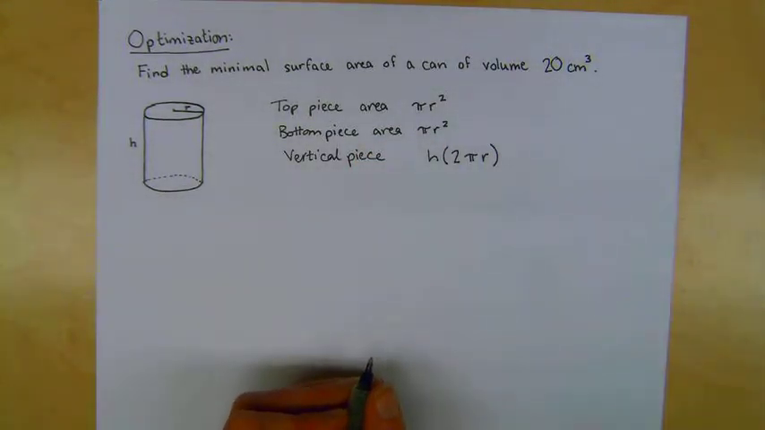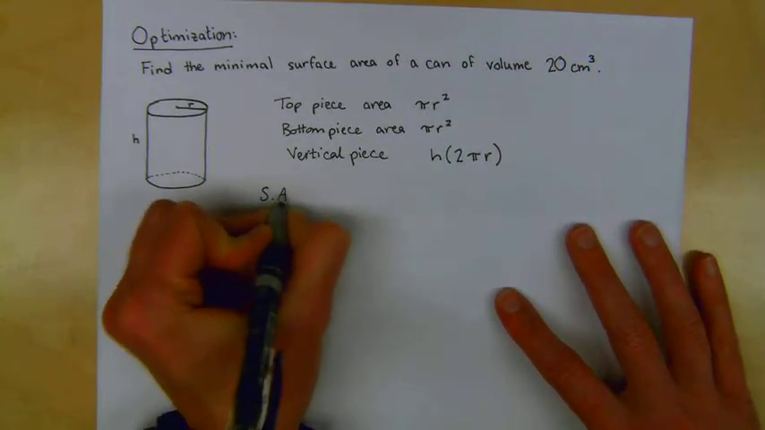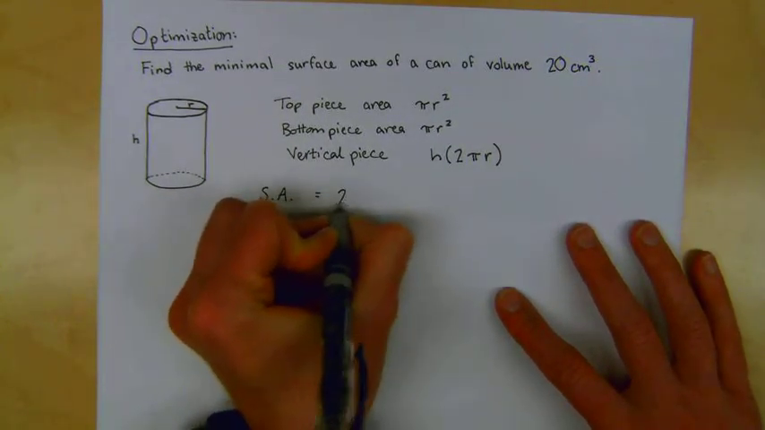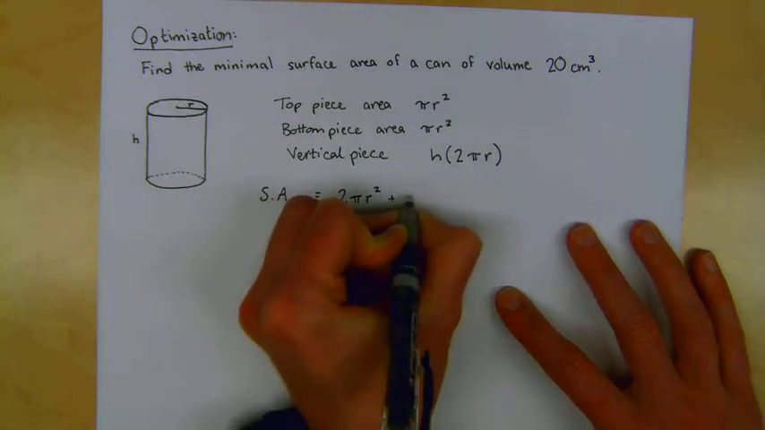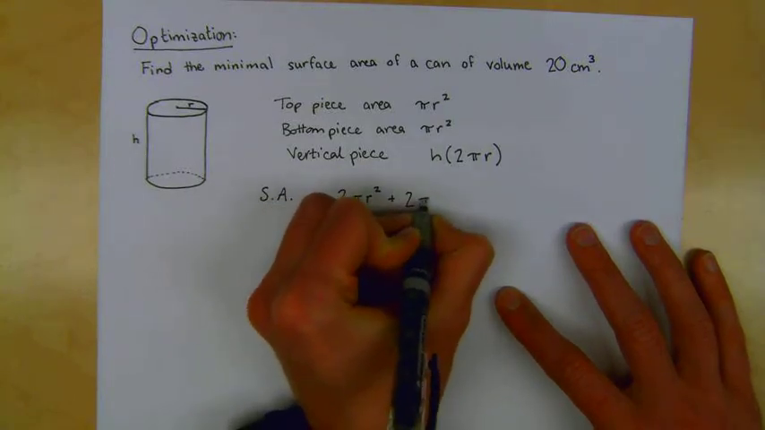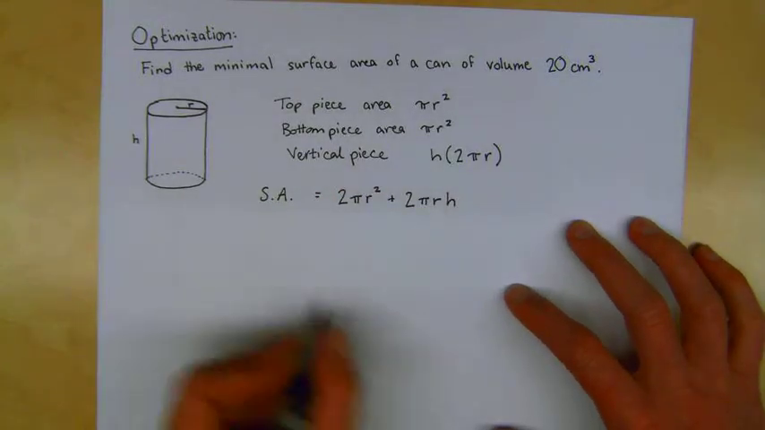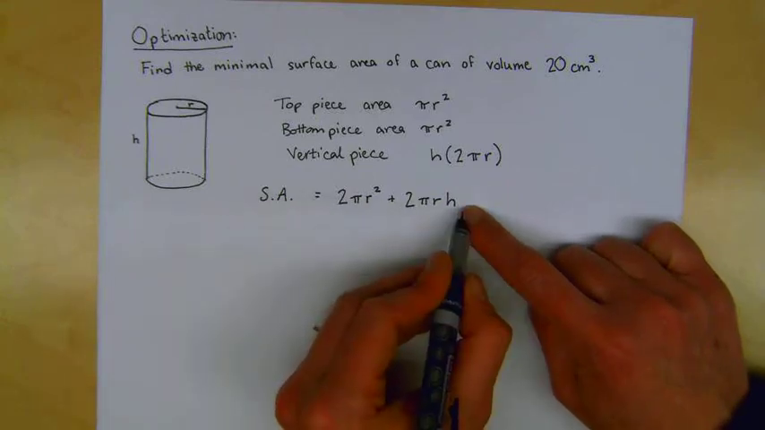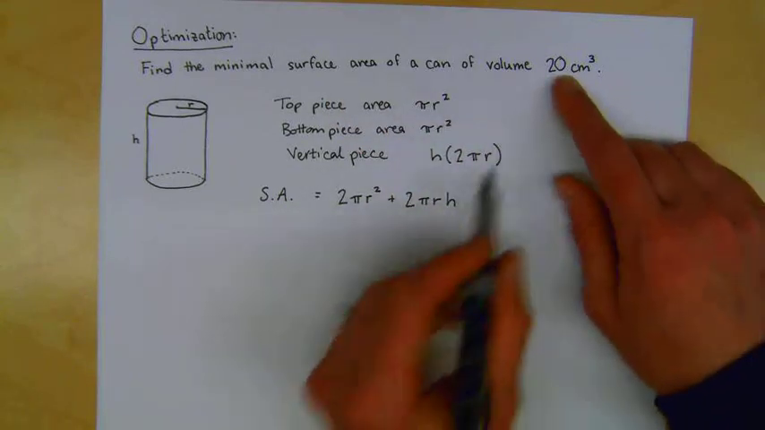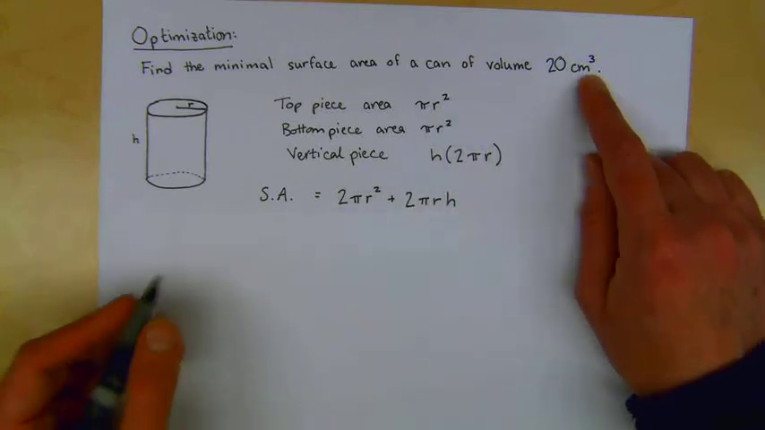So altogether, it means that the surface area of this can is going to be equal to 2 pi r squared plus 2 pi r h. But we have a constraint, don't we? So this is our surface area. We're constrained by the fact that we want the volume of the can to be exactly equal to 20 cubic centimeters.